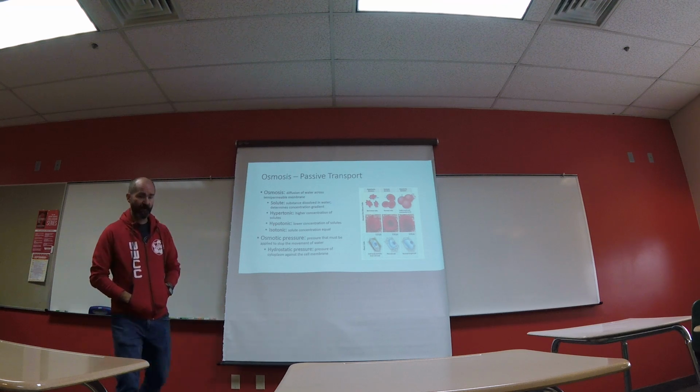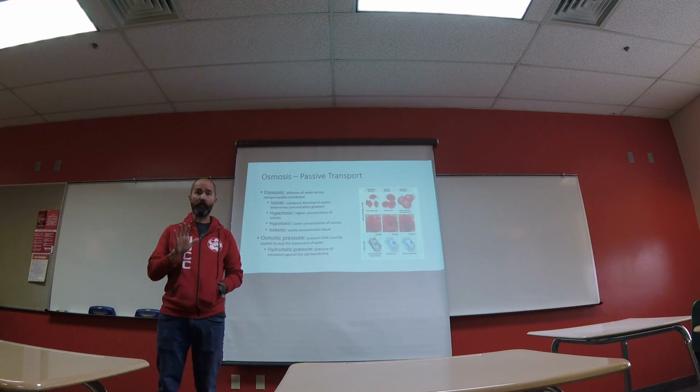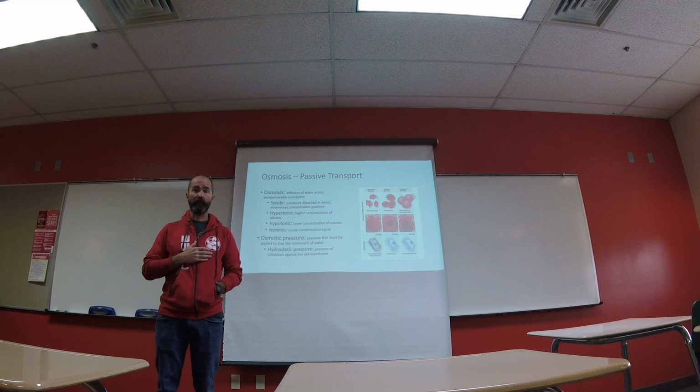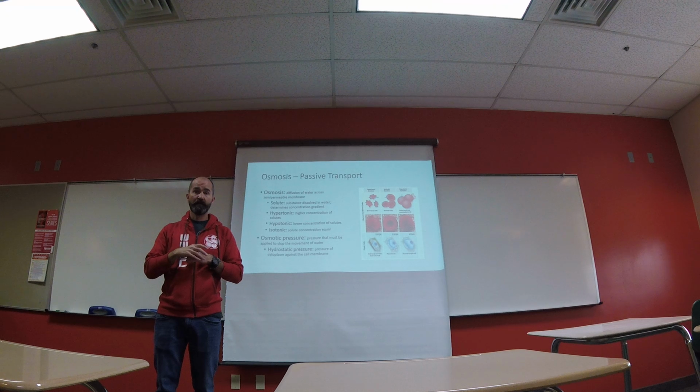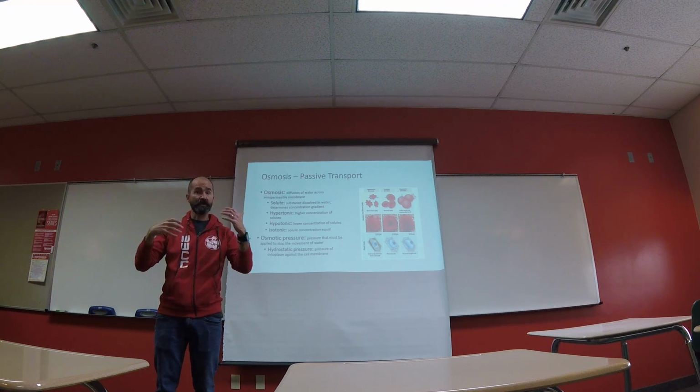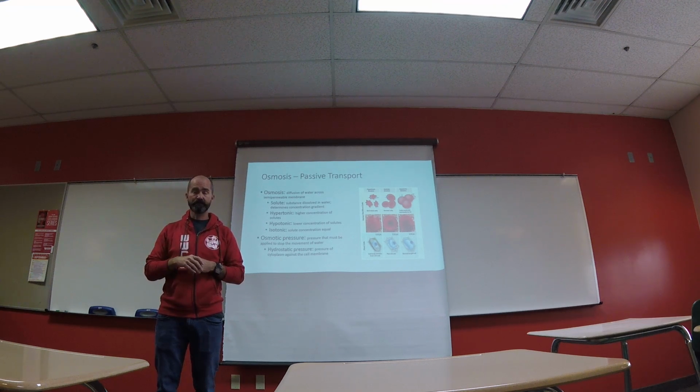Osmotic pressure is defined as the amount of pressure required to stop the movement of water. So if there's a very high concentration of water on one side of the membrane and a very low concentration of water on the other side, it's going to be very high pressure. That water is going to want to move across that membrane very, very rapidly. But if the amount of dissolved solutes are about the same and the concentration of water is about the same, that pressure will be much reduced.